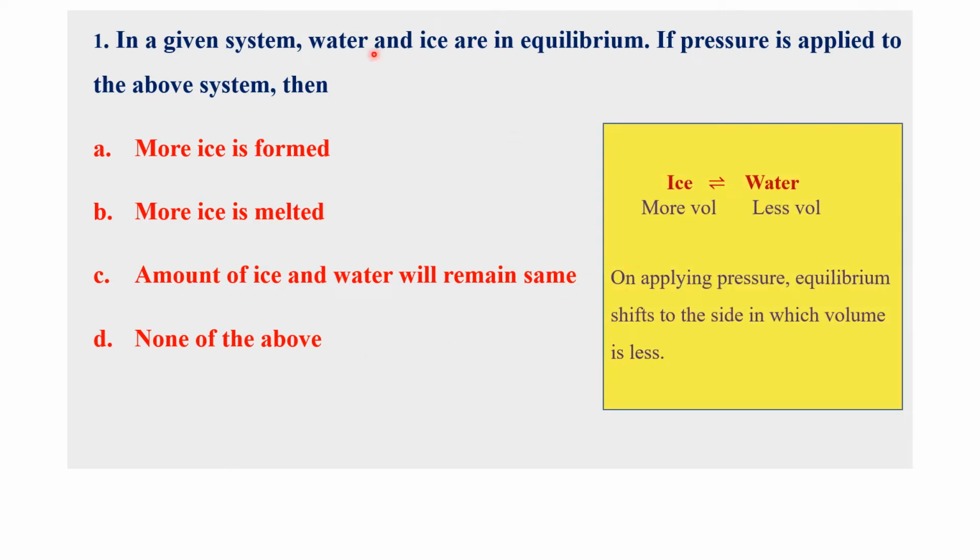If we look at the question, here is water and ice and both are in equilibrium. So ice has more volume, water has less volume. By applying the pressure, equilibrium will shift in that direction which has less volume. It means ice will be shifted towards water, which means that ice will be melted. So the answer is B.